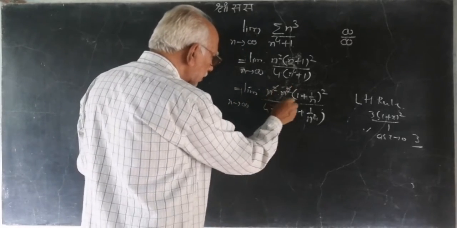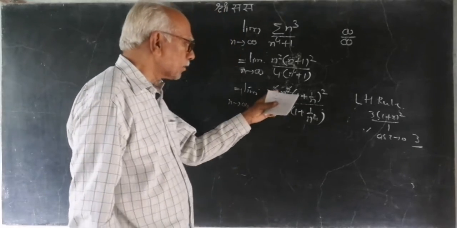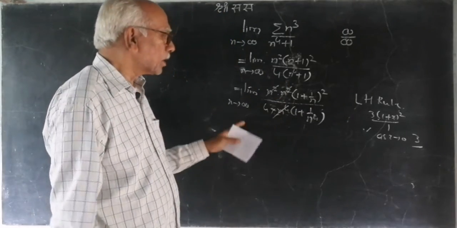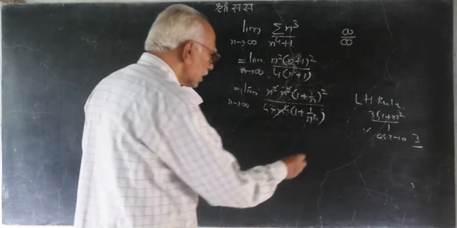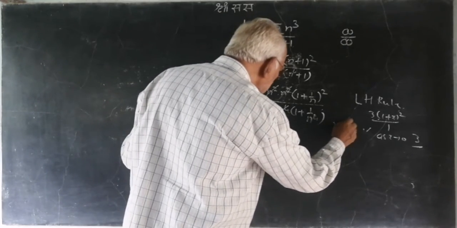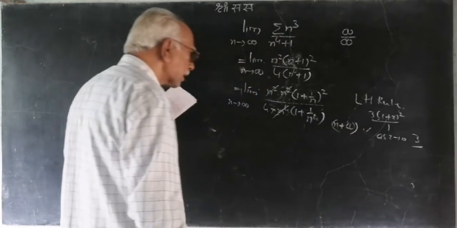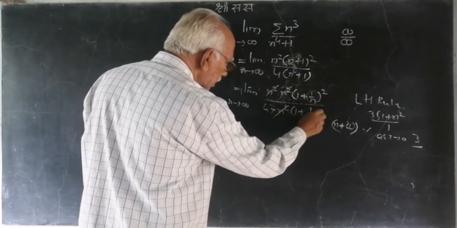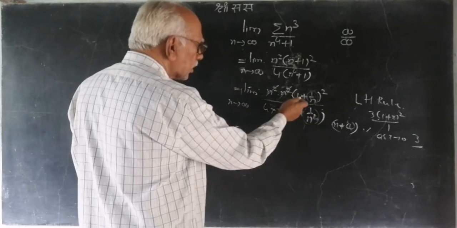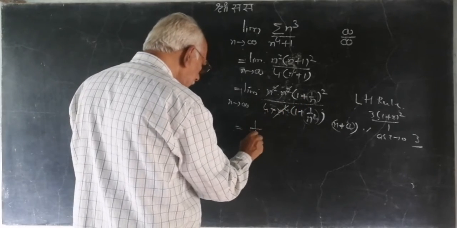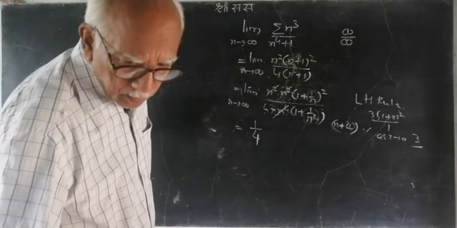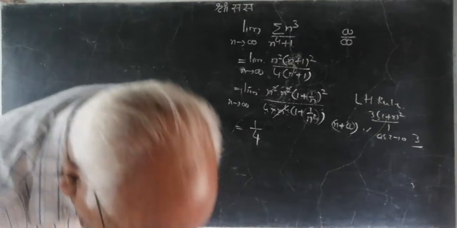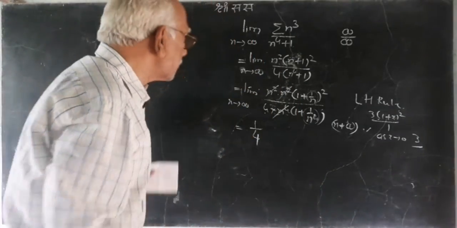So n square by n fourth, which is the infinity by infinity part, is our indeterminate form, and it gives a value that is not equal to infinity. Now if you put n equal to infinity, 1 by n will be 0. So what will it be? It will be 1 in the numerator and 4 in the denominator. It will be 1 by 4. So this is connected with the infinity convention.